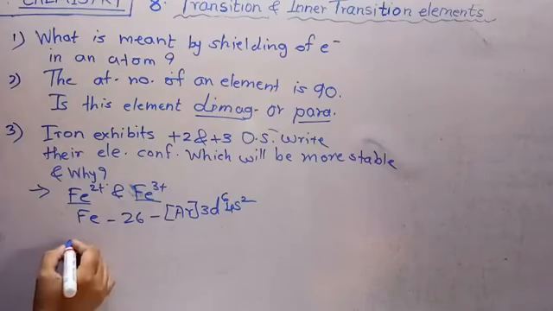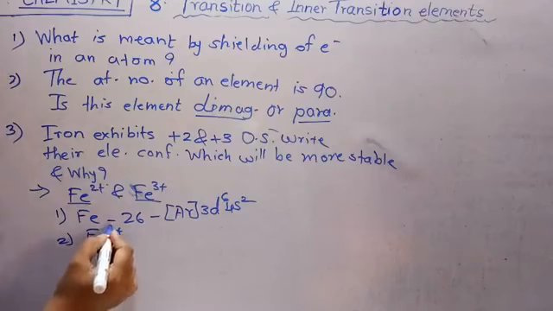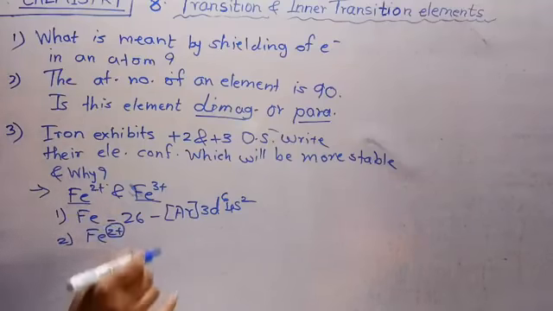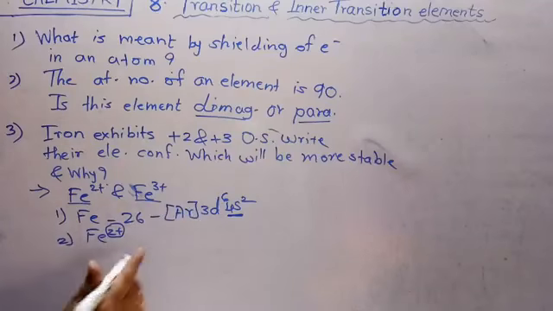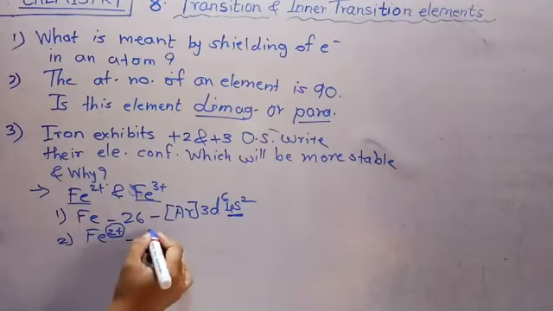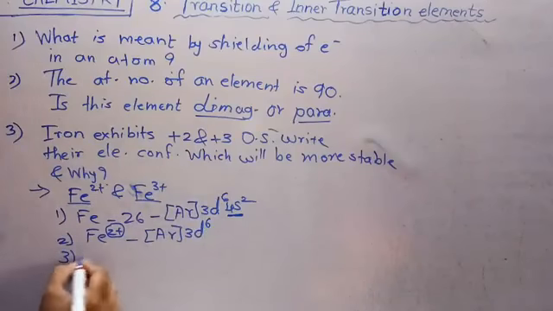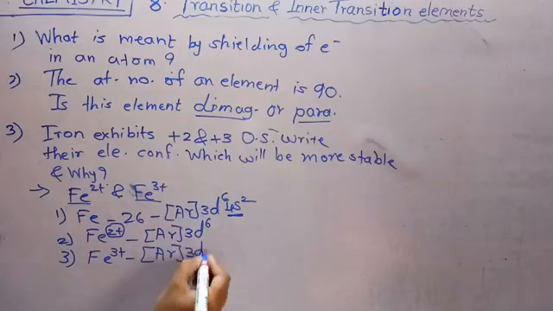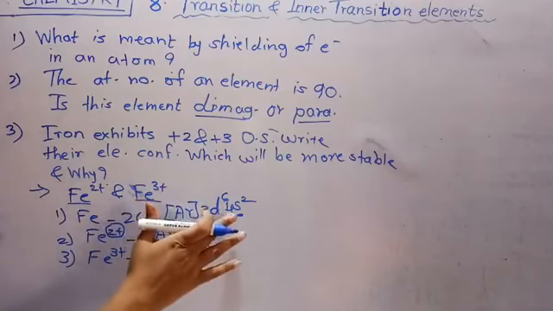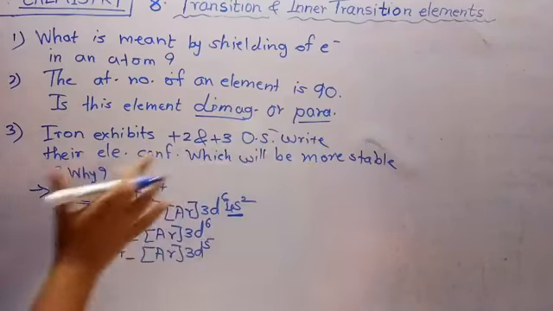First write Fe2+. 2+ means there is removal of 2 electrons, and those 2 electrons are removed from the 4s shell, not from the 3d. Then the electronic configuration of Fe2+ is argon 3d6. Then Fe3+ is argon 3d5. There is a removal of 2 electrons from 4s and 1 electron from 3d. That is 3d5.